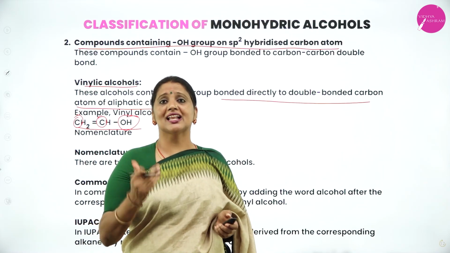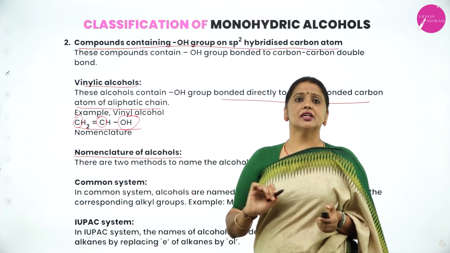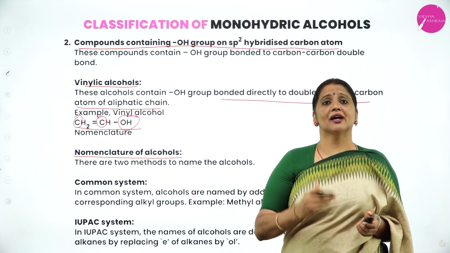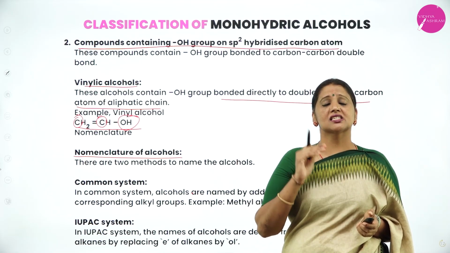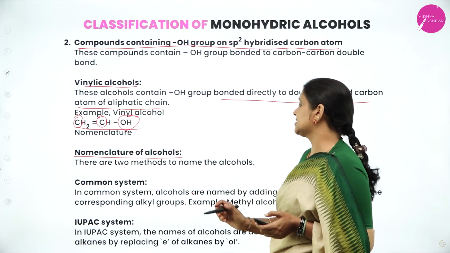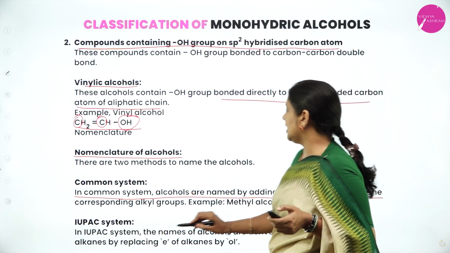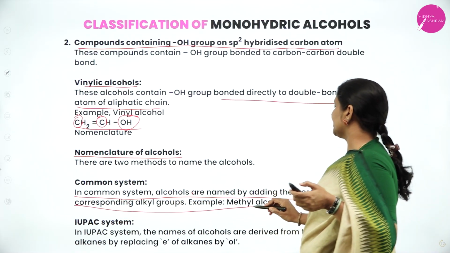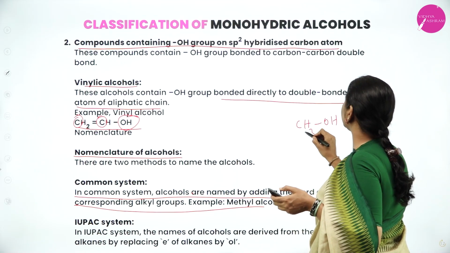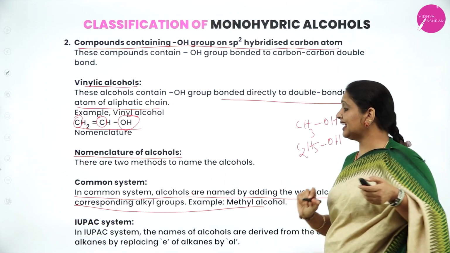Next, after classification, you have to learn about the nomenclature of alcohols. Already you know that in organic chemistry, organic compounds are named by two systems. One is the trivial system, also called the common system. The second one is the IUPAC system. In the common system, alcohols are named by adding the word alcohol after the corresponding alkyl group. For example, CH3OH, where CH3 is methyl, is read as methyl alcohol. C2H5OH is read as ethyl alcohol.